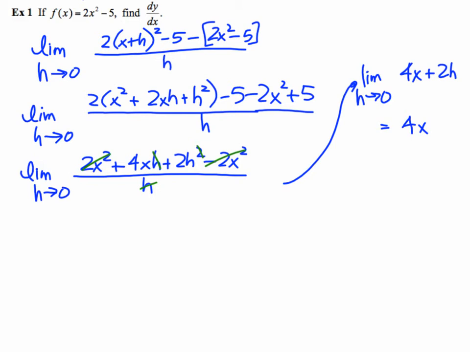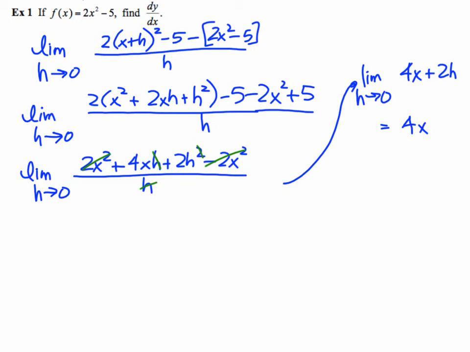If f of x is 2x squared minus 5, find the derivative. So dy over dx means find the derivative. So what I have to do here is I'm using formula 2, and inside where it was x, I'm going to place x plus h. So I'm doing the difference quotient, where the limit as h approaches 0. And you can see I have 2 times x plus h squared minus 5 minus 2x squared minus 5 all over h.